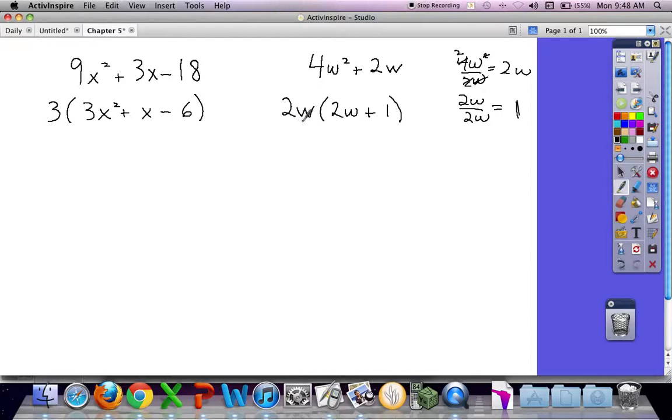Okay, now you could imagine if I do distributive property, 2W times 2W is 4W squared. 2W times 1 is 2W. Okay, so make sure you can understand the examples that are in the example 1 above this, and then also try the check understanding 1B. You should get an answer of 7 times p squared plus 3.